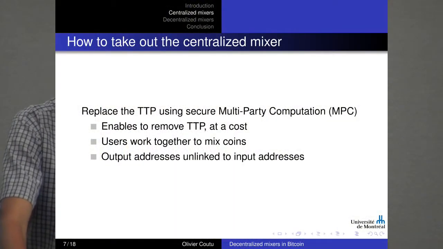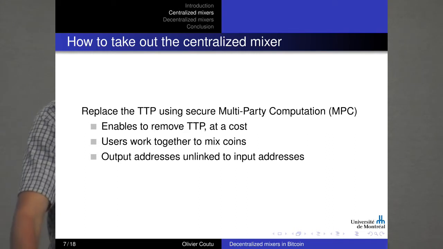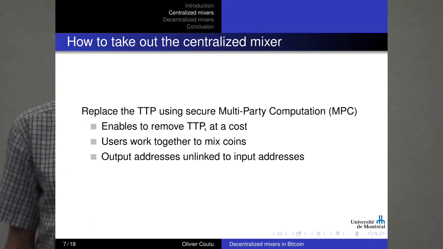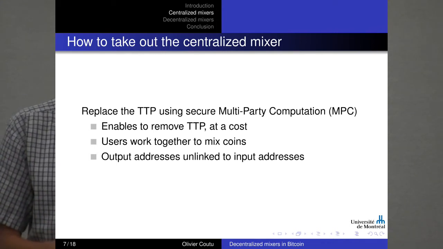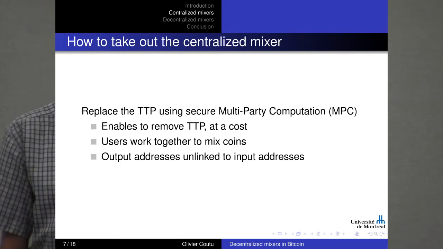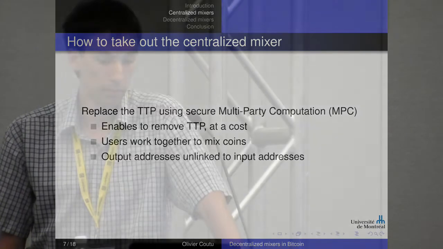And with those problems in mind, we can wonder, can things be done differently? And it appears that they can. So the idea here is we want to take out the centralized mixer and that trusted third party, and we want to replace it using multi-party computation. Now, in the general case, what multi-party computation does is it removes the need of a trusted third party from any protocol. So it really looks like magic. Now, the downside is it tends to be quite expensive in terms of computing power and number of exchanges that the people need to do. So we'll be looking at how we can use this to get users to work together to mix some coins without the centralized entity. And of course, we want to keep the property that the output addresses are unlinked to the input addresses.